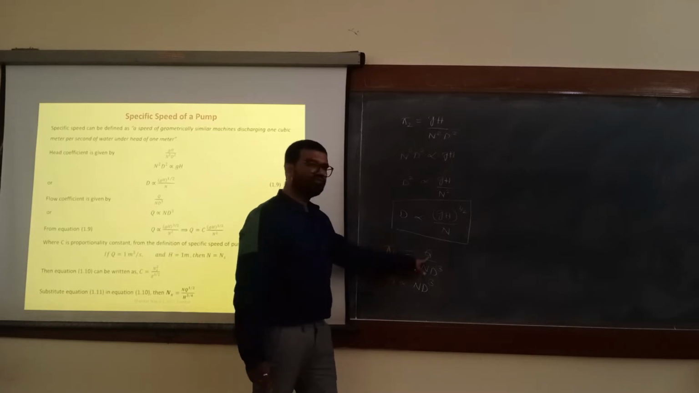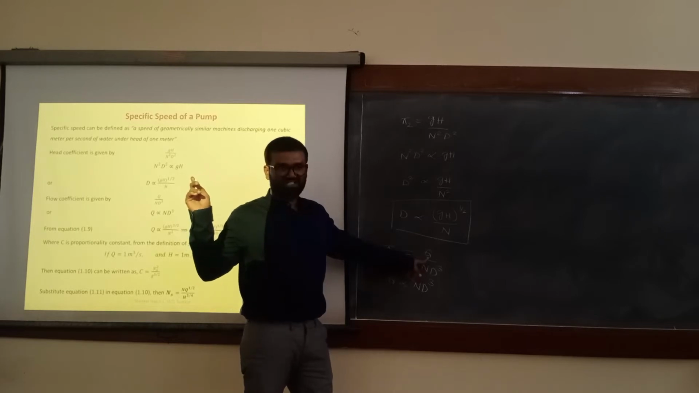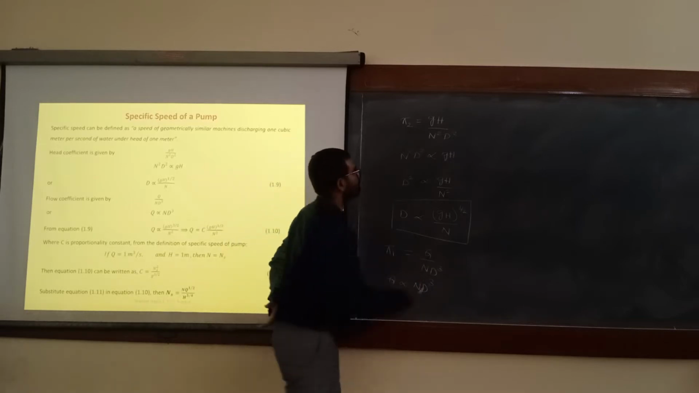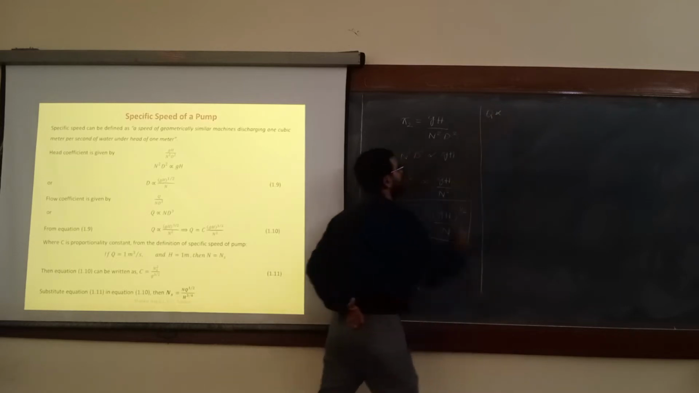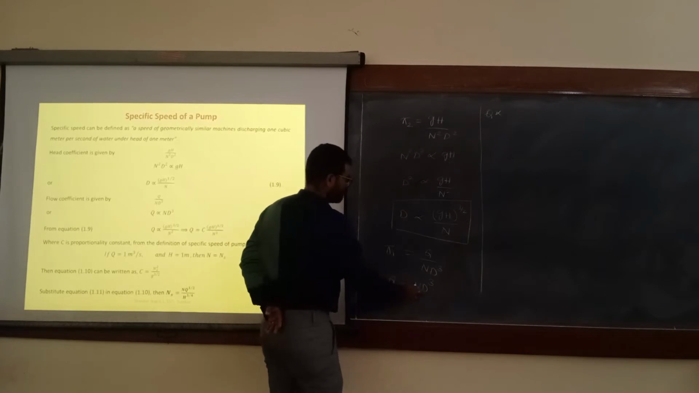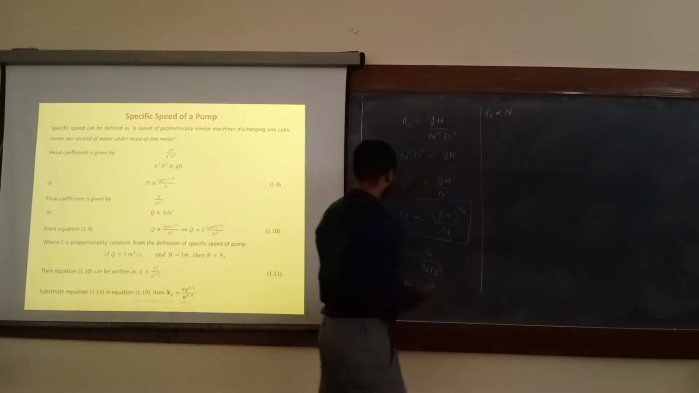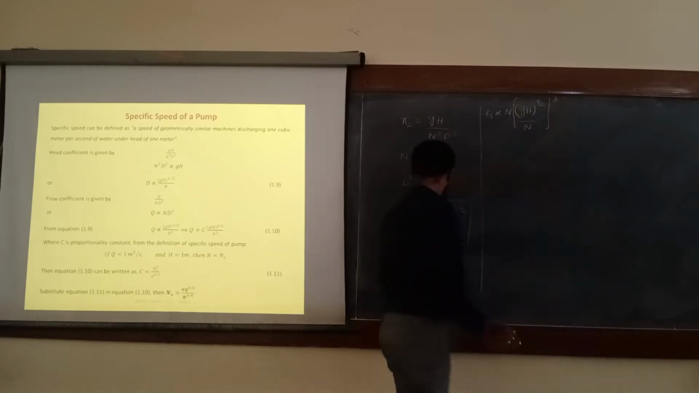Why have we considered the flow coefficient here? Because the specific speed of a pump will be expressed in terms of discharge. That's why we consider the flow coefficient. Then Q is directly proportional to N, and in place of D we need to substitute this value: N into (GH) whole to the power of 1 by 2 divided by N, whole cubed.